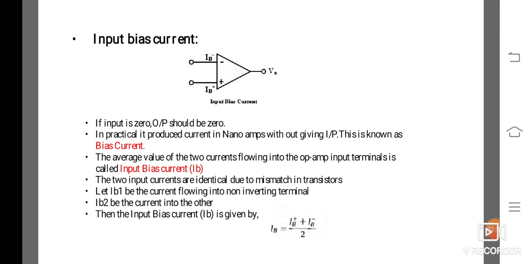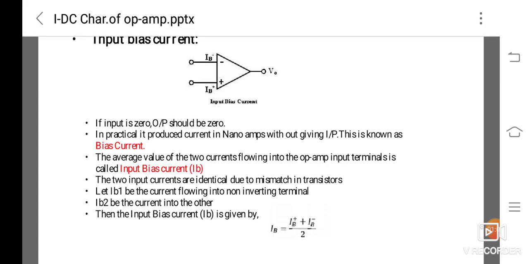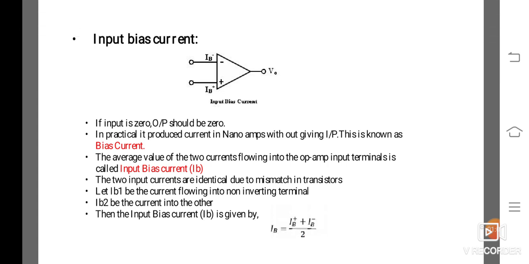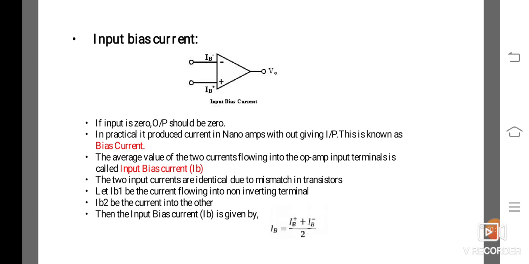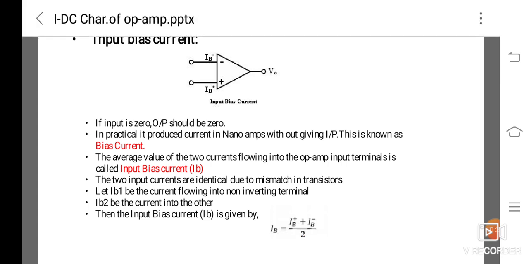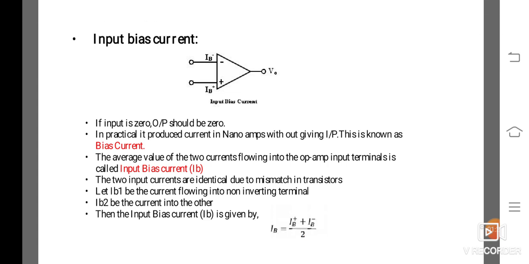Here, input bias current means what is going on. If you are not giving any input to the op-amp, the output must also be 0, but in practical cases it is not possible. Even if you are not giving the input, there may be some output present in the op-amp, and the current may be in the form of nanoamps. This is known as the bias current.